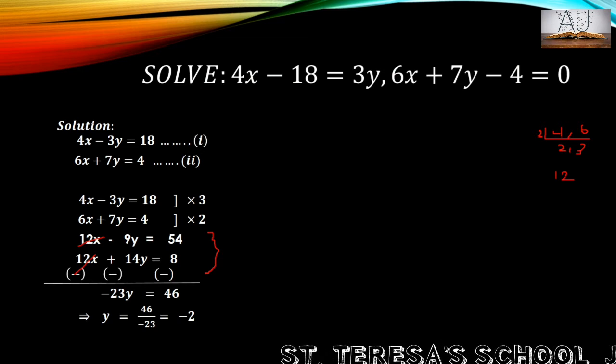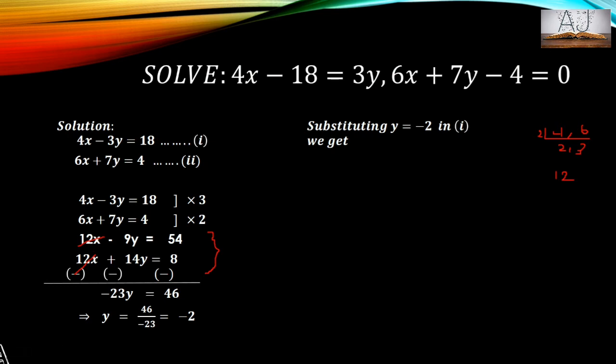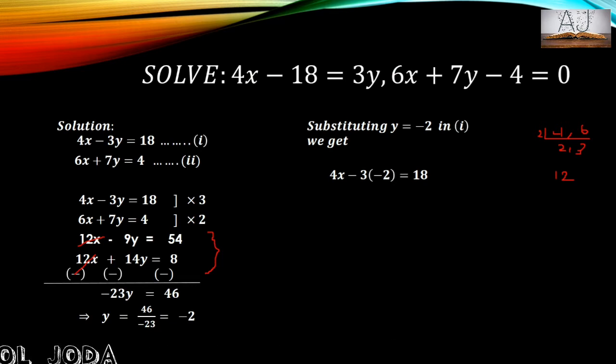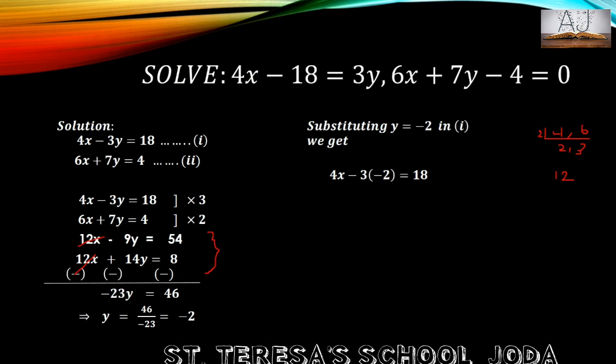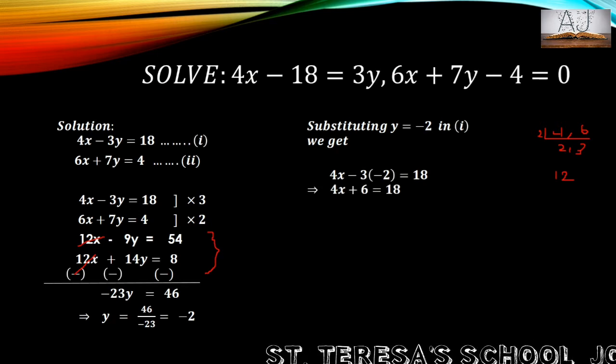Now we have to get the value of x as well. So substitute in any one of the equations, either the first or the second. Any equation you take, substitute the value of y there and get the value of x. I have taken the first one. 4x minus 3y was there. In place of y I have put minus 2. So 4x minus 3 into minus 2 equal to 18. Minus 3 into minus 2 is plus 6. So the next equation is 4x plus 6 equal to 18.